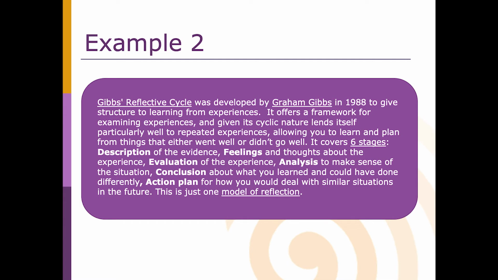Example 2. Gibbs' reflective cycle was developed by Graham Gibbs in 1988 to give structure to learning from experiences. It offers a framework for examining experiences, and given its cyclic nature, lends itself particularly well to repeated experiences, allowing you to learn and plan from things that went either well or didn't go well. It covers 6 stages: description of the event, feelings and thoughts about the experience, evaluation of the experience, analysis to make sense of the situation, conclusion about what you've learned and could have done differently, and an action plan for how you would deal with similar situations in the future. This is just one model of reflection.